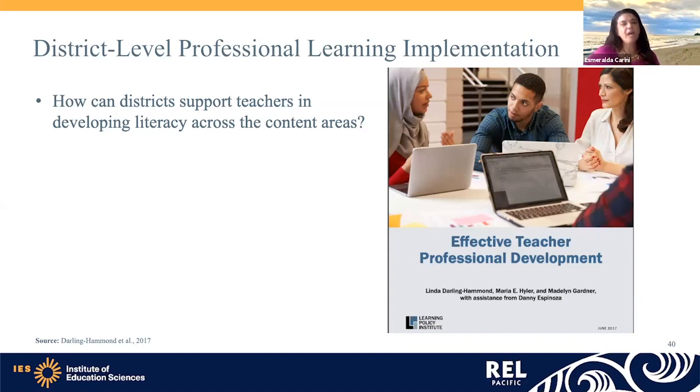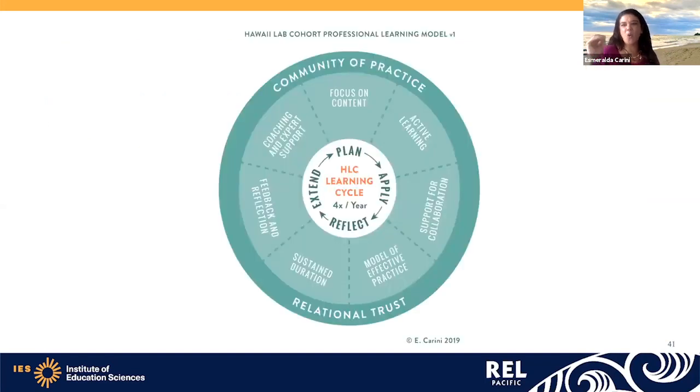So I actually created a model called the Hawaii Lab Cohort, and it is a learning community, or we like to say a community of practice, that incorporates the 7 elements that Linda Darling-Hammond and her team have identified for us of what makes effective professional development for teachers for the 21st century. So I'm just going to go over what these 7 elements are.